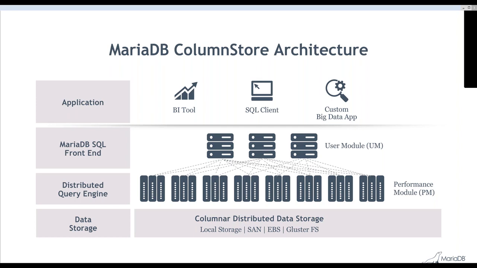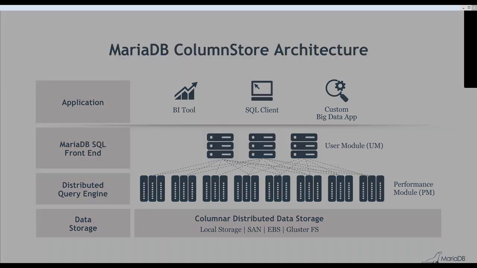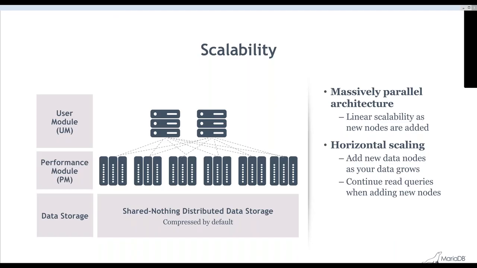A distributed query engine instance, sometimes referred to as a performance module, performs the set of data operations for its set of data, returning intermediate results back to the user module. Filtering, joins and aggregations are types of primitive data steps that are pushed down to the PM level. The distributed query engine can utilize a wide variety of storage options, from local disk to network-attached storage, including SAN, Gluster, and EBS in AWS.